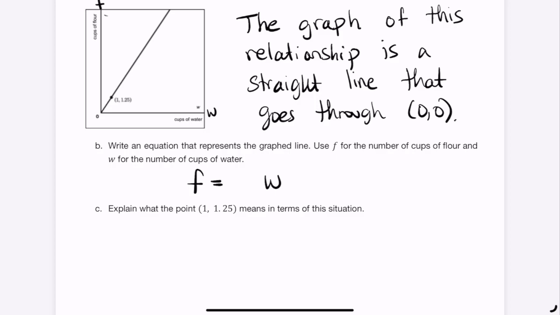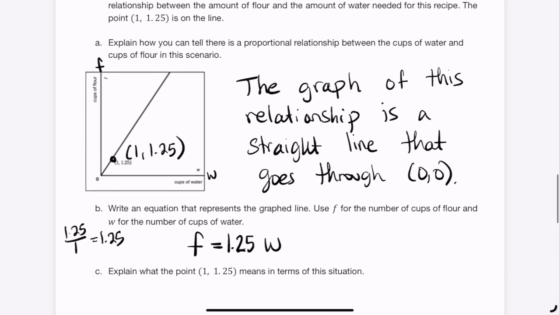But they give it to me. They give me this point, which is 1, 1.25. So to find the constant of proportionality, I can divide 1.25 divided by 1, but that's just going to be 1.25. We know that the constant of proportionality is the y-coordinate when x is 1. So that's it. It's the constant of proportionality.